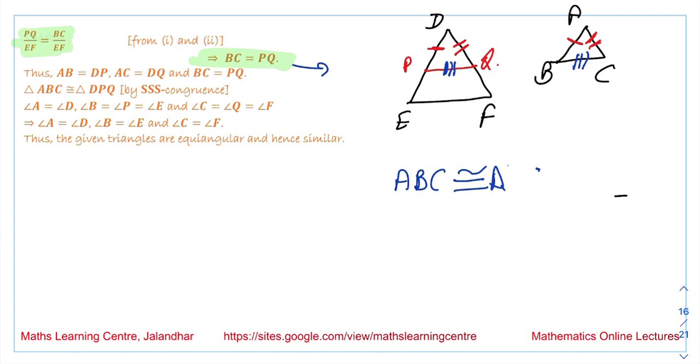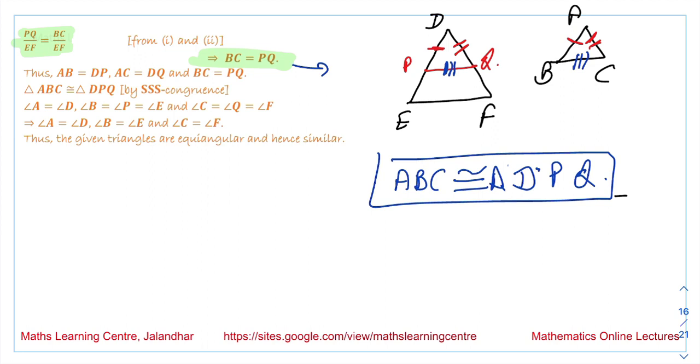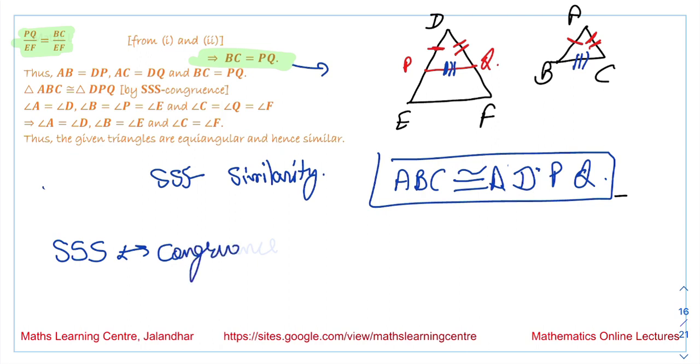When we are talking about it, A is over here, then the correspondence is with D, then P and Q. This is by, we are talking about two different criteria. One is SSS, criteria for similarity. Second, we are talking about SSS, criteria for congruence.